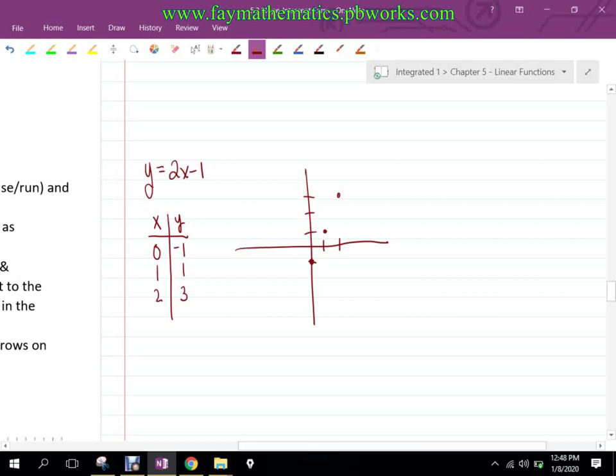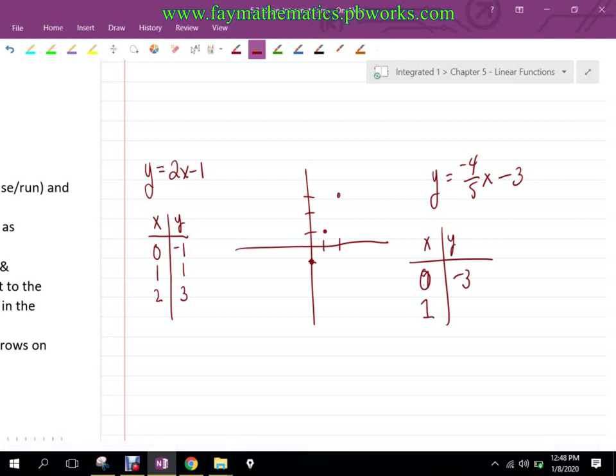But if I had something like y equals, let's say, negative 4/5 x minus 3, and I go x's and y's, and I go 0 again, and I get negative 3 back. But now if I go 1, I get negative 4/5 times 1, which is negative 4/5, and now subtract 3 from it, and there's a lot of work there. There's a lot of math to get that ordered pair, and that's time-consuming. So hopefully there's another procedure that allows us to get the end graph much quicker, and that's what today is about.